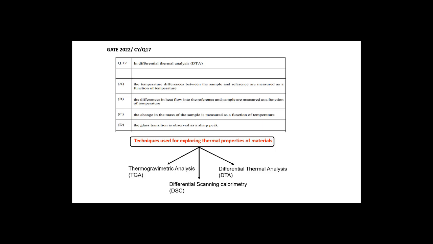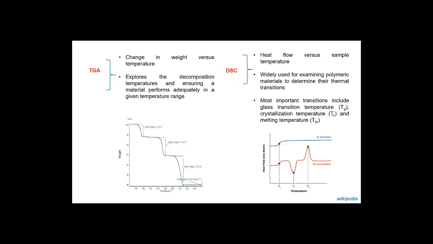Before discussing this question, let us talk about techniques which are used for exploring thermal properties of materials. There are three important techniques for this. First is thermogravimetric analysis or TGA. Second one is differential scanning calorimetry or DSC. And third one is differential thermal analysis or DTA. Now let's discuss in detail regarding all these three techniques.